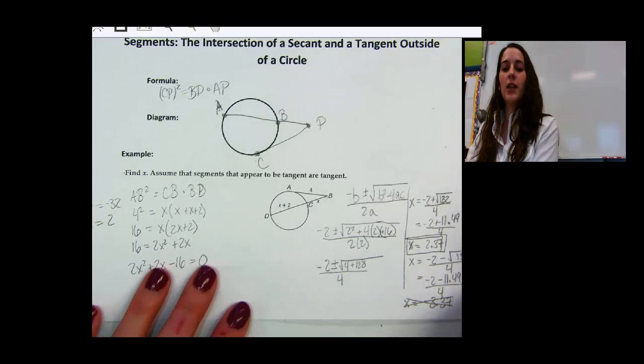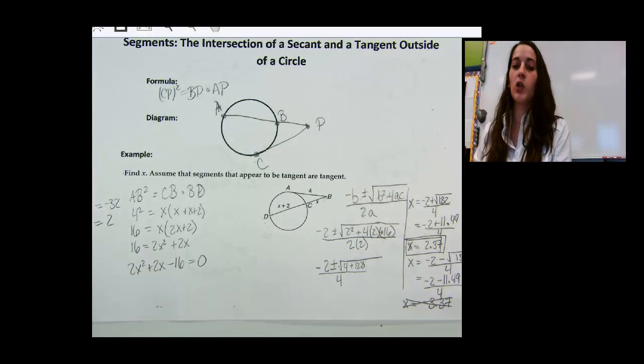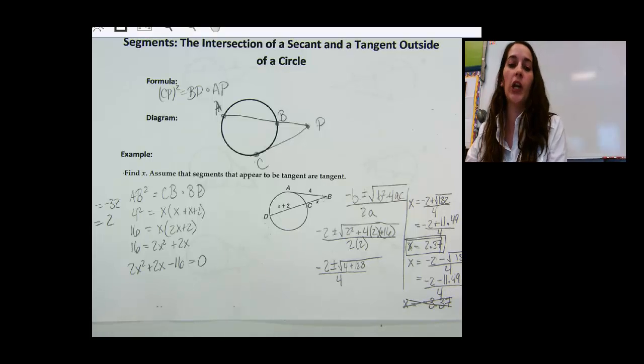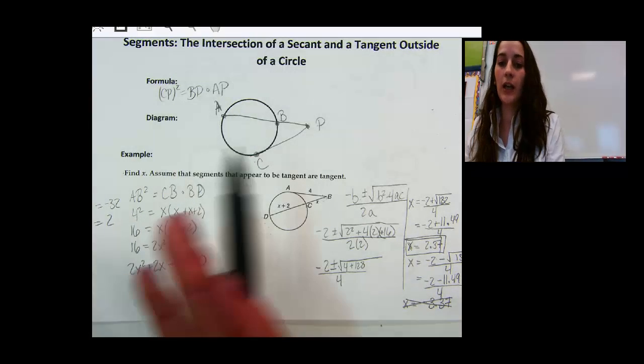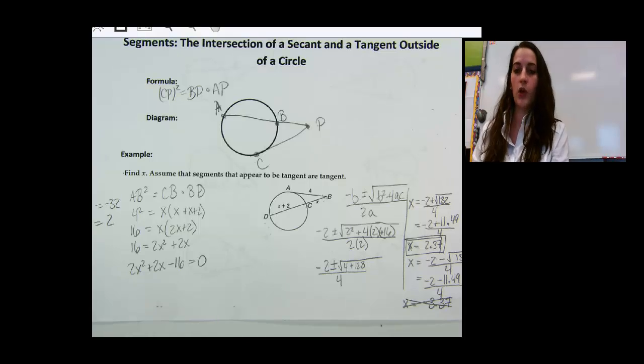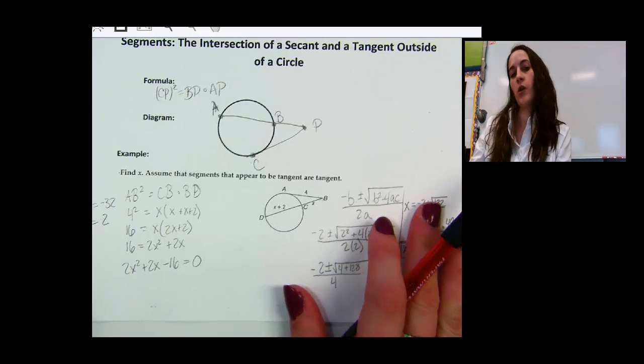So for the rest of the problems in this packet, there are only going to be 2 other questions where you're going to need the quadratic formula to solve the problem. The rest of them will factor nice and neatly. So there are only going to be 2 problems where you're going to have to worry about using the quadratic formula for the rest of day 8.